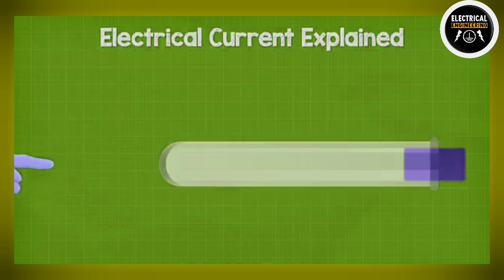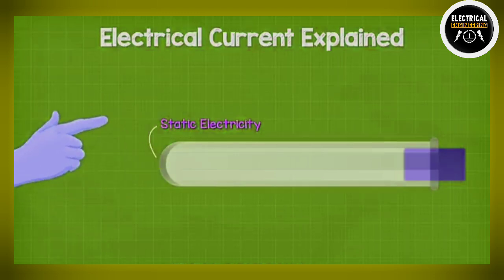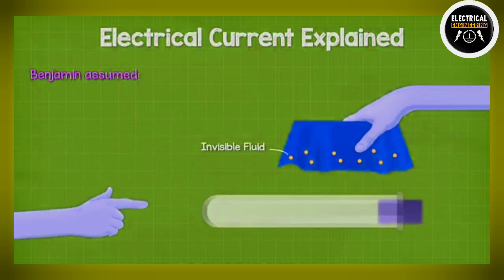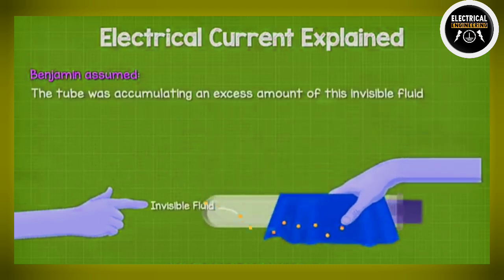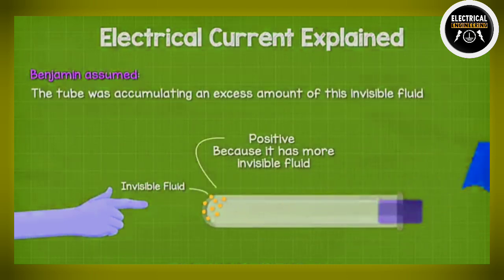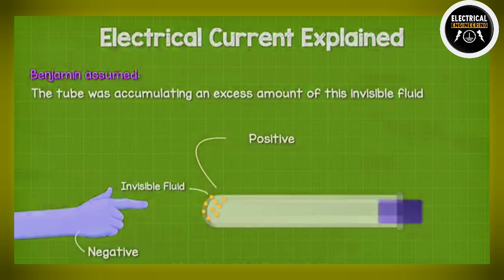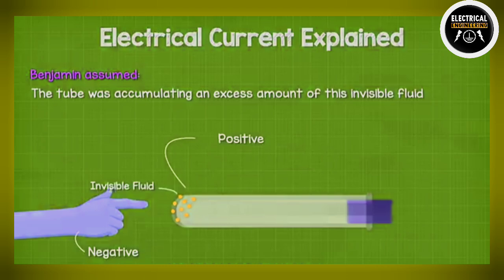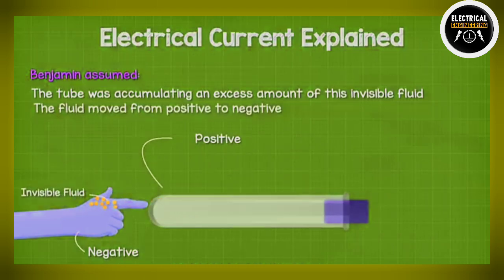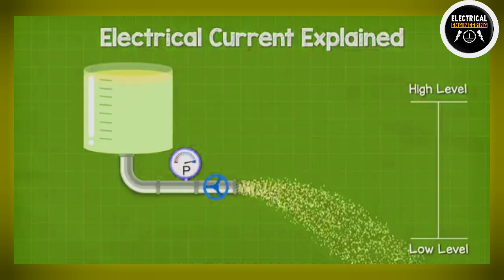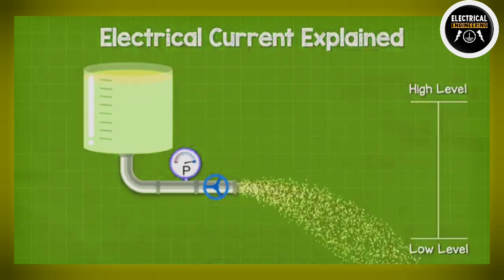We now know this as static electricity, but at the time, Benjamin Franklin assumed that the tube was accumulating an excess amount of this invisible fluid. So he considered this to be positive, and the person touching it must have less of this fluid, so they were considered negative. So he said, okay, I guess this end is positive and this end is negative, and electricity flows from positive to negative. And this does make sense, because water is a fluid and it flows from a high level to a low level.